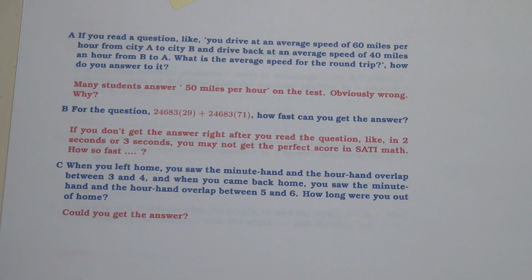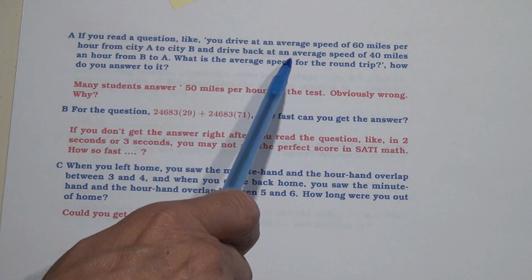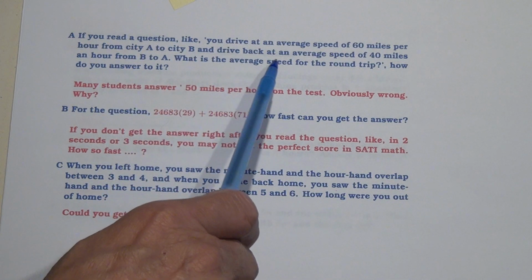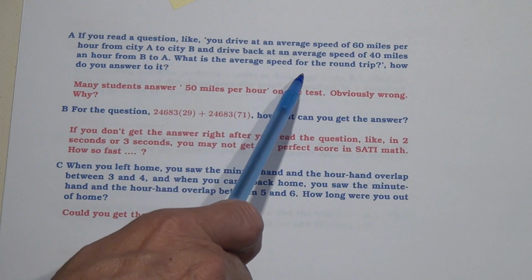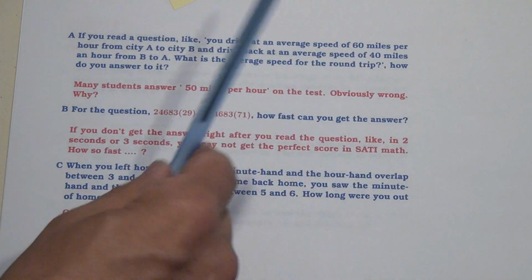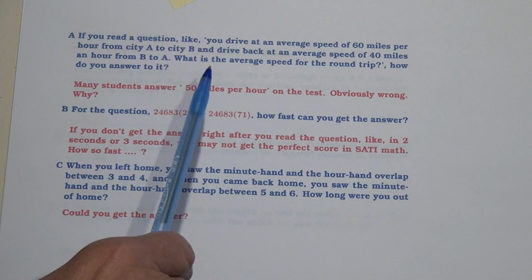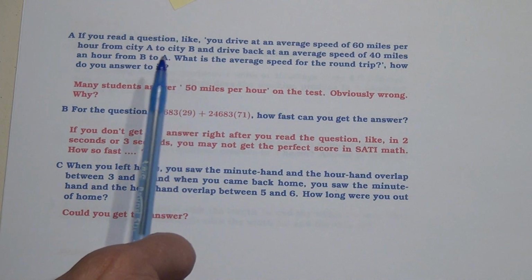Let's see here, for example, if you read a question like, you drive at an average speed of 60 miles per hour from city A to city B, and drive back at an average speed of 40 miles an hour from B to A. What is the average speed for the round trip? How do you answer this? Many students answer 50 miles because one way speed is 40 and the other way is 60, so 60 plus 40 is 100, divided by 2 is 50. No, obviously wrong. Why?